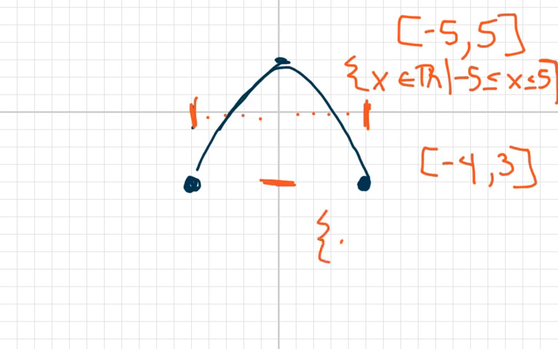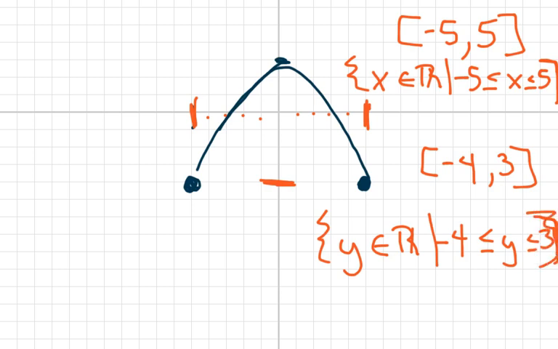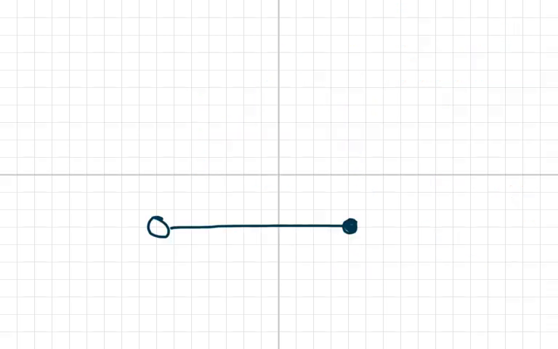And again, you're going to write y belongs to the reals. But our restriction is that y is in between negative 4 and 3, including, we can include the negative 4, and this should be a little curly line. I call it little curly lines. This one, domain, x is in between here.